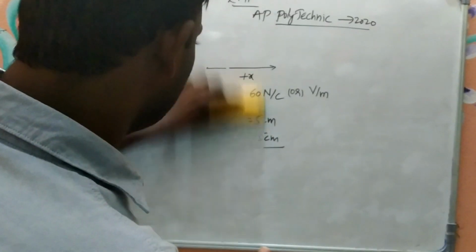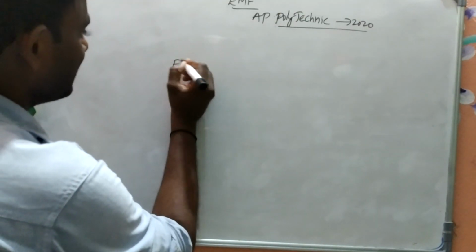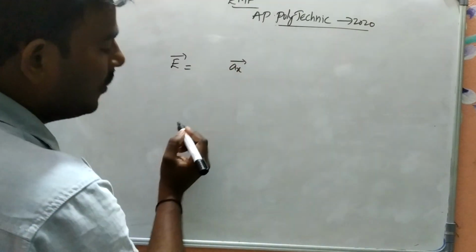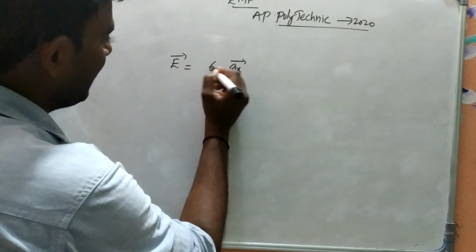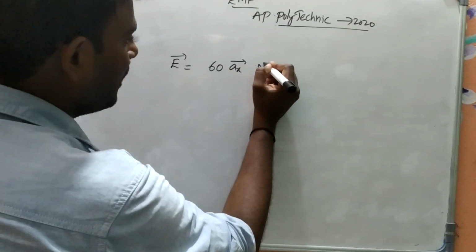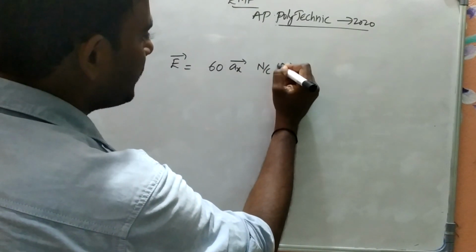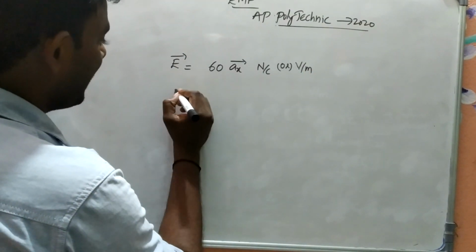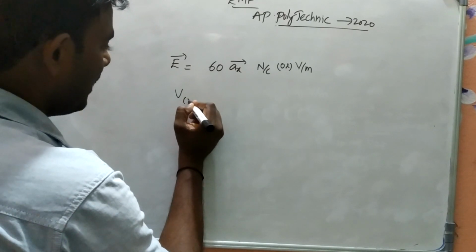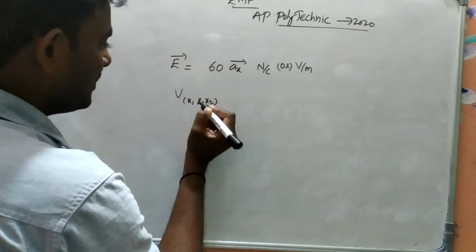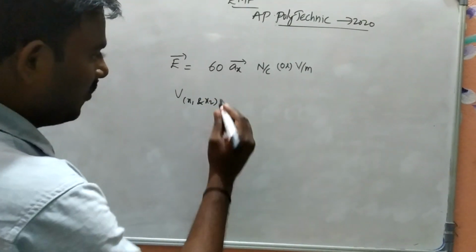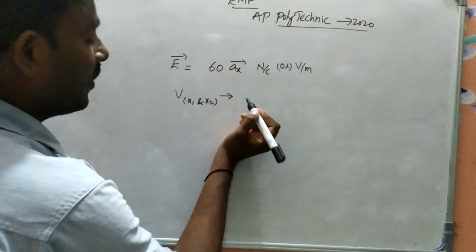See, first we need to write the electric field intensity in terms of magnitude as well as direction. So electric field intensity is directed along positive x. So it is plus ax bar and the magnitude is 60. So 60 ax bar Newton per Coulomb or volt per meter is the electric field intensity. And what we need to find is the potential difference between x1 and x2. See, when you see the options, you need to know what is the initial point and what is the final point.